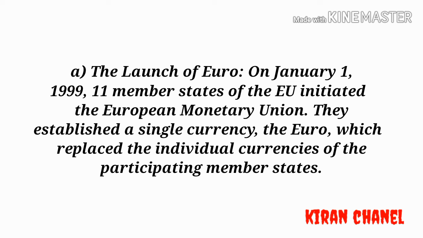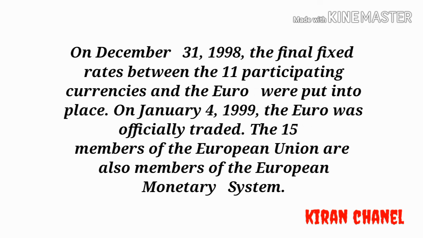On January 1, 1999, 11 member states of the EU initiated the European Monetary Union. They established a single currency, the euro, which replaced the individual currencies of the participating member states. The final fixed rates between the 11 participating currencies and the euro were put into place on December 31, 1998. The euro was officially traded on January 4, 1999.